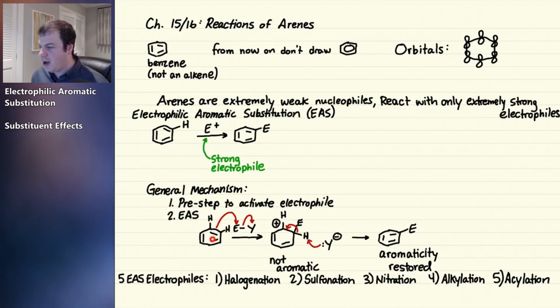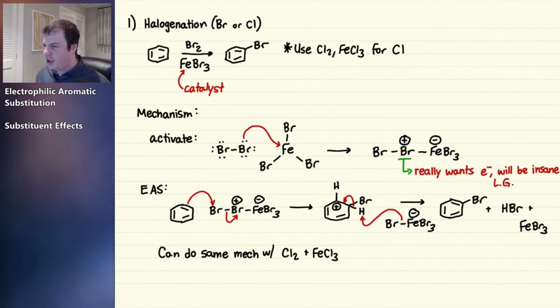You have one of the alkenes of the benzene ring acting like a nucleophile, attacking an electrophile and kicking off usually some sort of leaving group. And then some base, maybe even the leaving group, comes back and restores aromaticity. The 5 reactions that we're going to learn in this chapter are halogenation, sulfonation, nitration, alkylation, and acylation. We looked at the halogenation reaction.